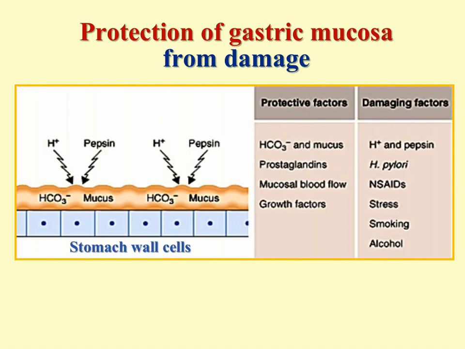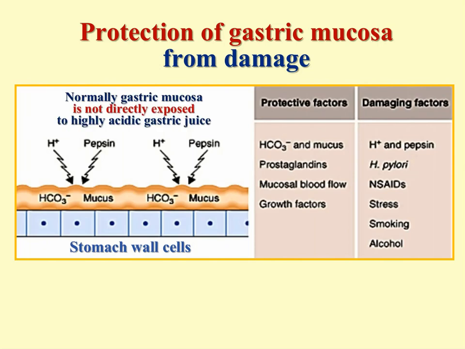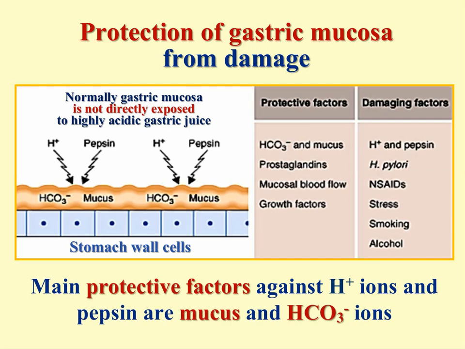They are the main protective factors. So you see, normally gastric mucosa is not directly exposed to highly acidic gastric juice. So mucus and HCO3- are the main factors. But nearby in the table you can see other factors, such as prostaglandins, the presence of mucosal blood flow, and a number of growth factors secreted by cells.